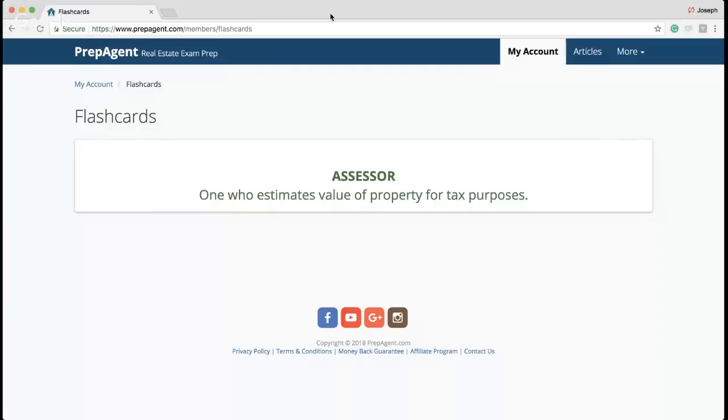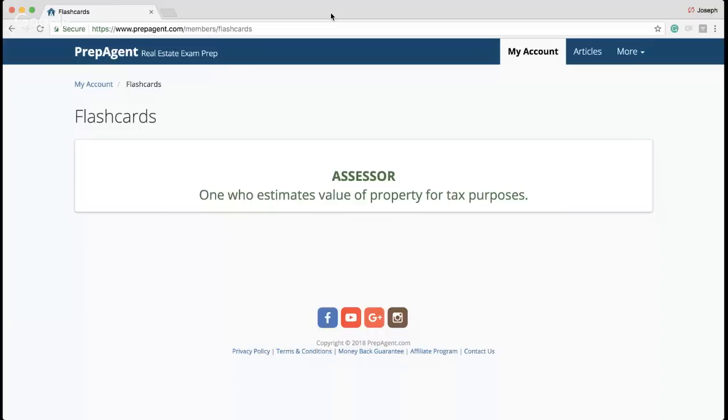Are all encumbrances liens? What do you guys think? The answer there is no. All encumbrances are not liens. Can you give me an example of an encumbrance that is not a lien? An easement is one.